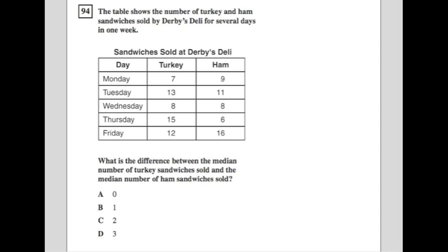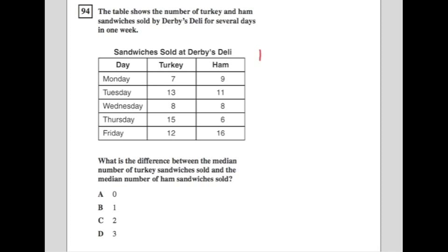All right, 94 says the table shows the number of turkey and ham sandwiches sold by Debbie's Deli for several days in 1 week. All right, so here's the whole graph on the whole sales of turkey and ham sandwiches. What is the difference between the median number of turkey sandwiches sold and the median number of ham sandwiches sold? Once again, another median problem. They're really going crazy with median problems today. So remember, median is the middle number. And whenever we do any mean, median, and mode problems, our first step is always to put the numbers in order.